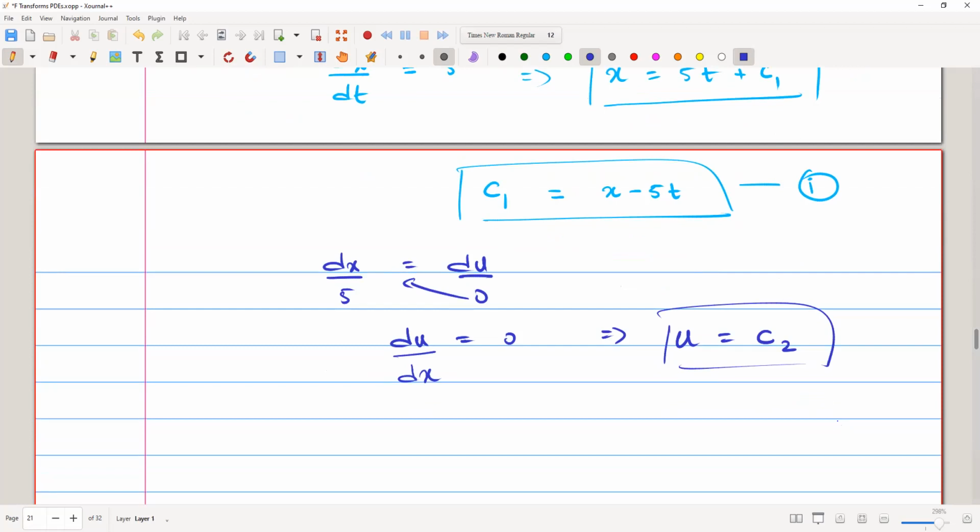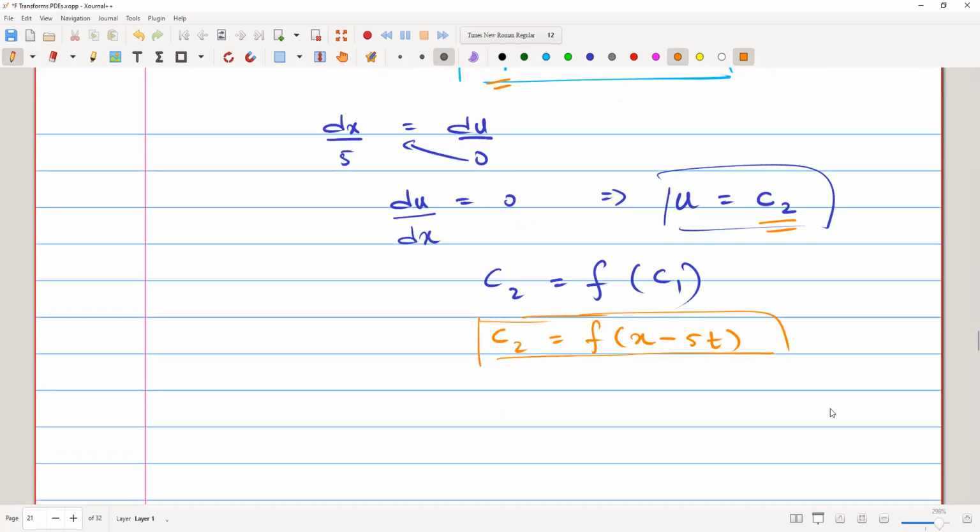Now, what we need to write is that c2 is actually a function of c1, right? So this c2 here is just a function of c1. So we can write that c2 equals a function of x minus 5t, and just plug it into equation number 2. So this equation 2 implies that u equals a function of x minus 5t.